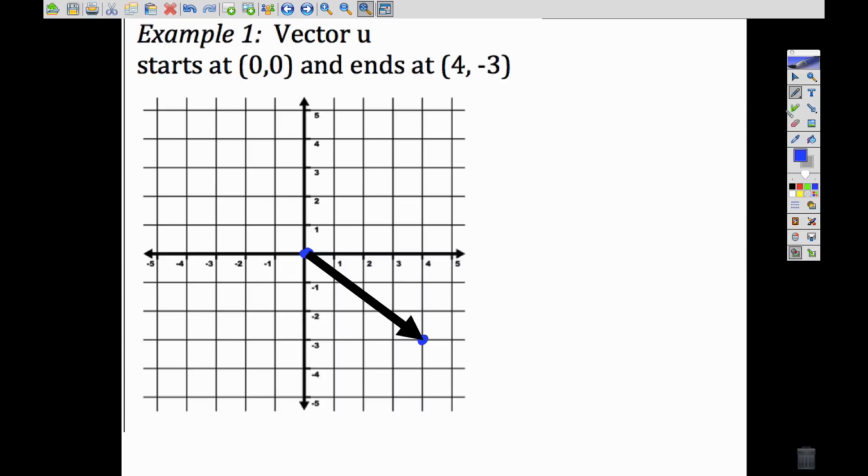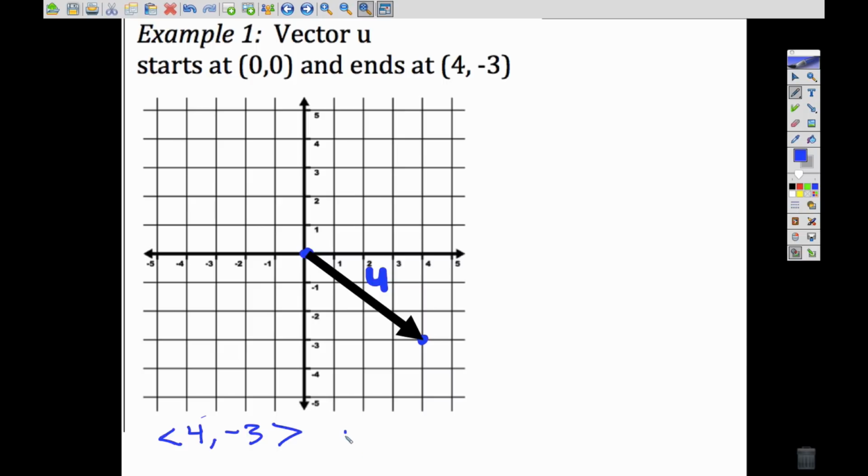All right, so there's my graph. And it says it's vector u, so I'm going to label it with a u. And then just keep in mind, I would write this down as well. This is the graph of it, but if we want to represent what the vector is in a notation, we can say that this is vector 4, -3, because it goes 4 in the horizontal in the positive direction, and then -3 in the vertical direction.